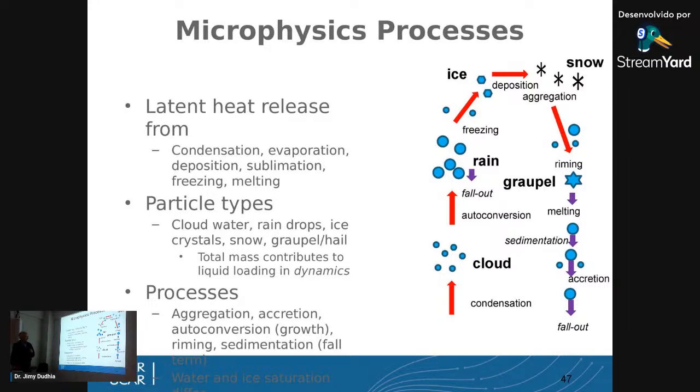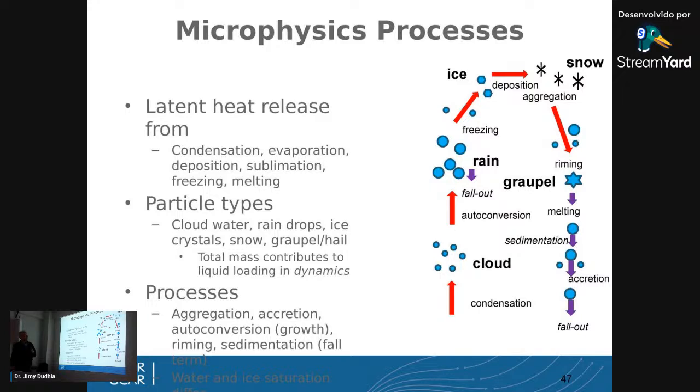And the processes are aggregation. Aggregation is when ice turns into snow by collecting ice crystals together. Accretion is when rain falls through the cloud and collects cloud water. Autoconversion is when cloud droplets turn into rain droplets by growth and or accumulating together.